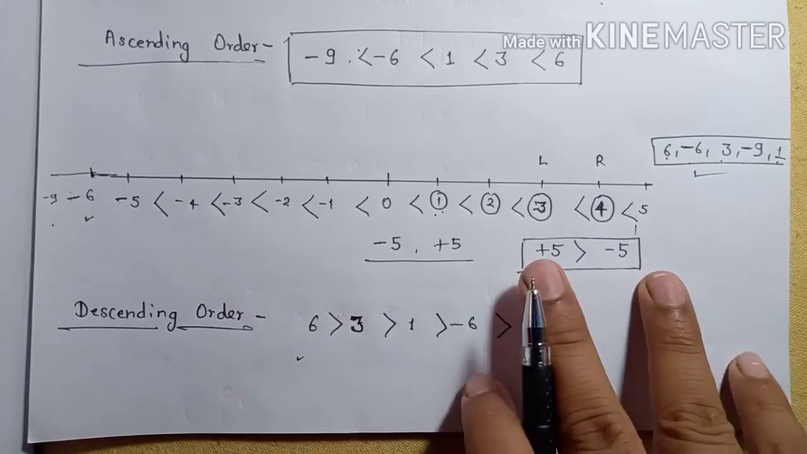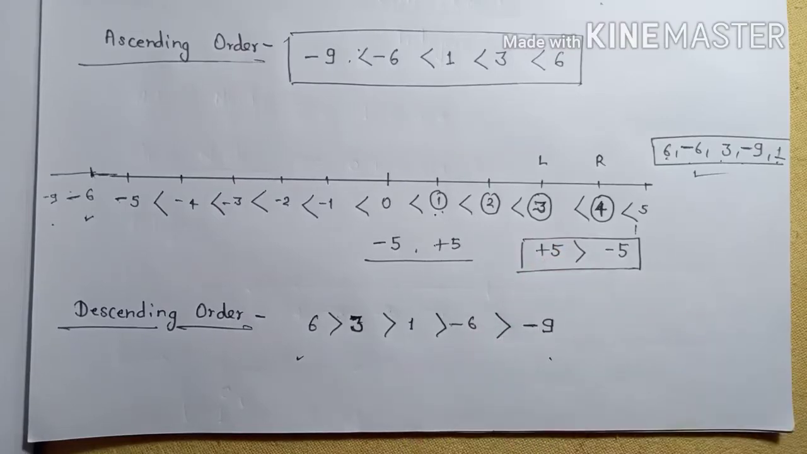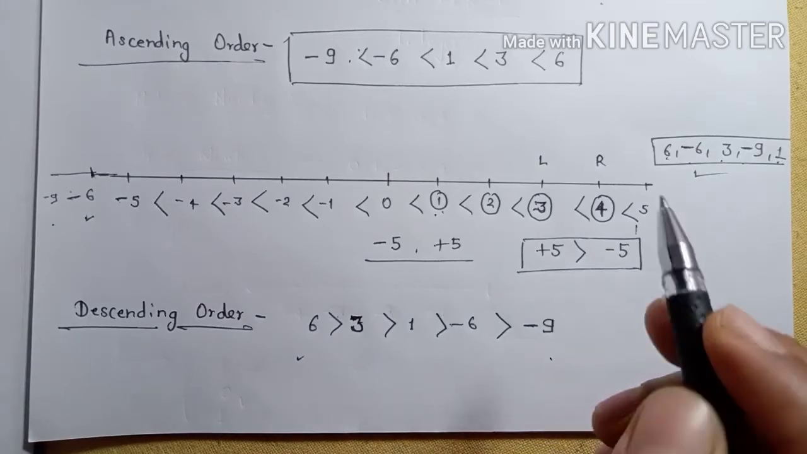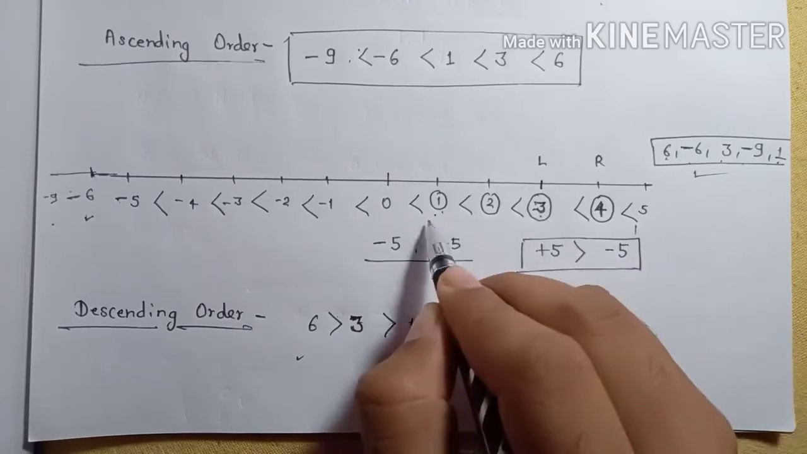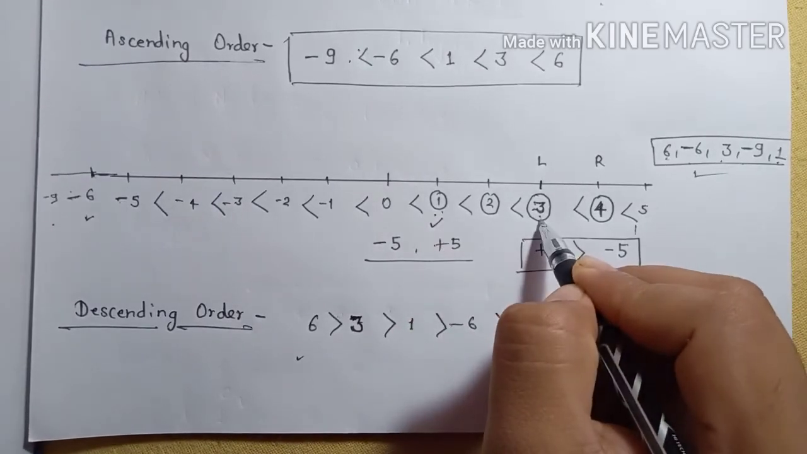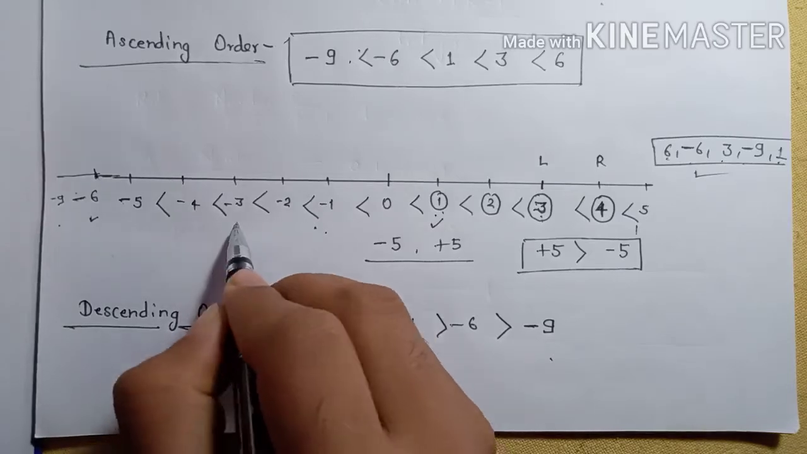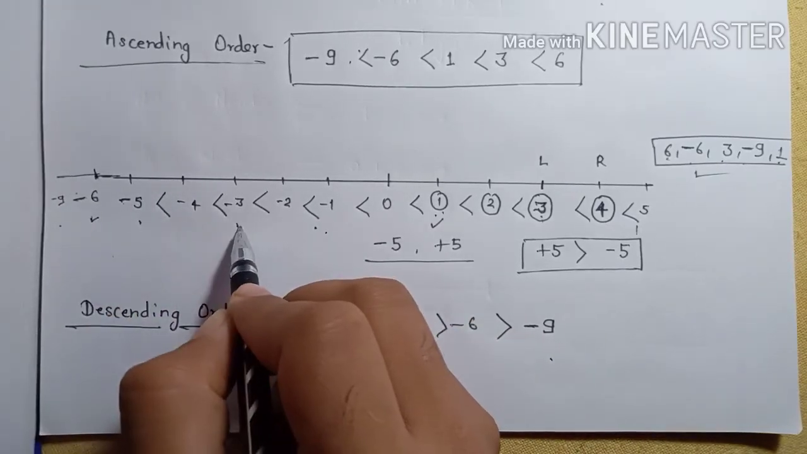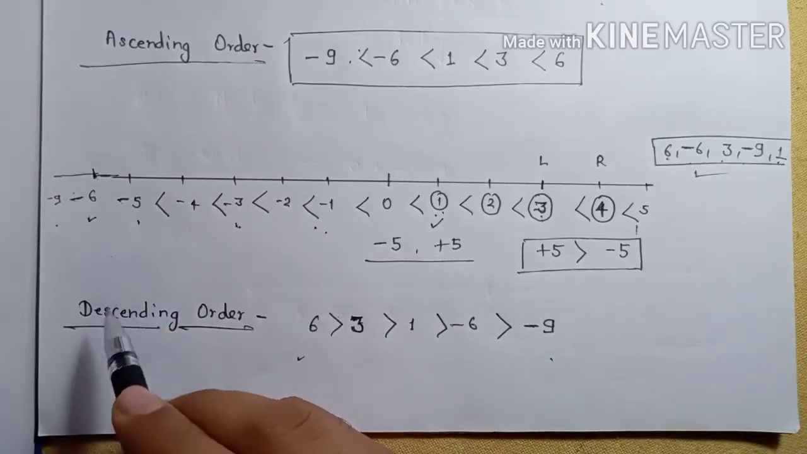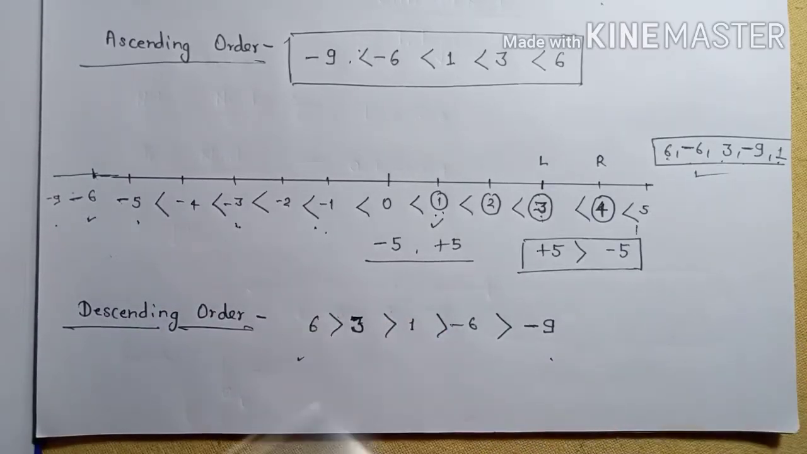Here you have to keep one thing in your mind, that the number which lies on the right hand side of the first number is greater than the first number. Means if plus 3 lies on the right hand side of 1, it means 3 is greater. Okay, if minus 3 lies on the right hand side of minus 5, it means minus 3 is greater. So this is the basic rule of understanding ascending and descending order for integers.